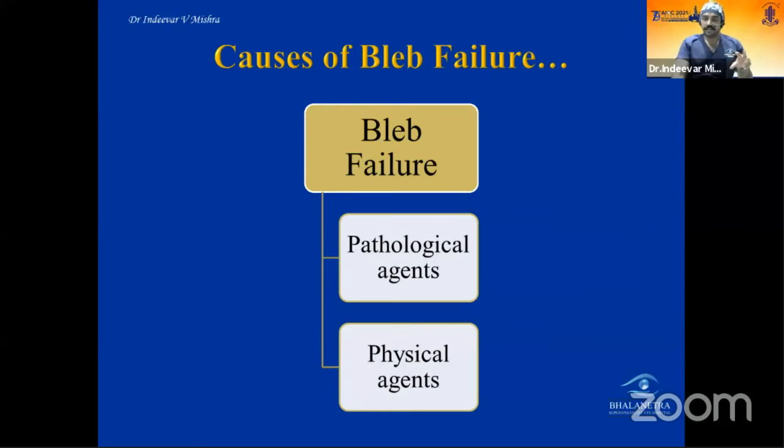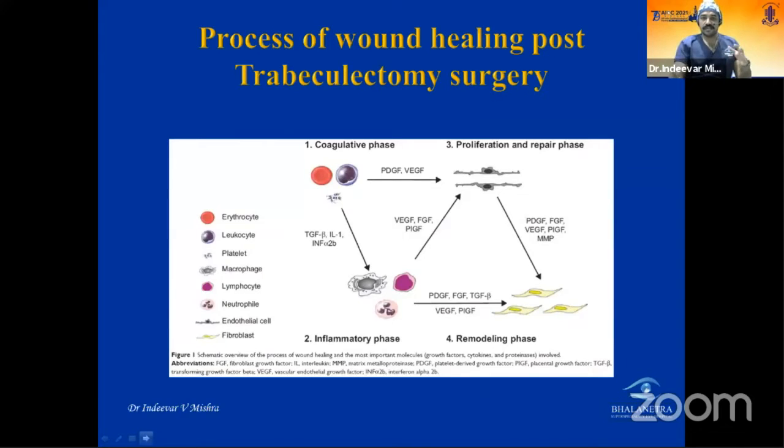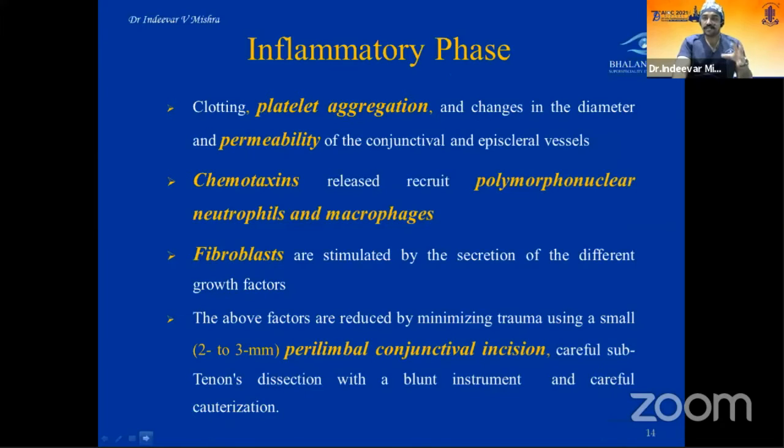There are two main causes. There are pathological agents working against the trab, and there are physical agents. For the pathological agents, let's go back to our second year MBBS and try to understand. The wound healing post-trabeculectomy has a coagulative phase, then the inflammatory phase, the proliferative, and then the remodeling phase. Each stage, once you target it properly, can help you in managing and saving the bleb. In the inflammatory phase, you have a lot of platelet aggregation and so on.